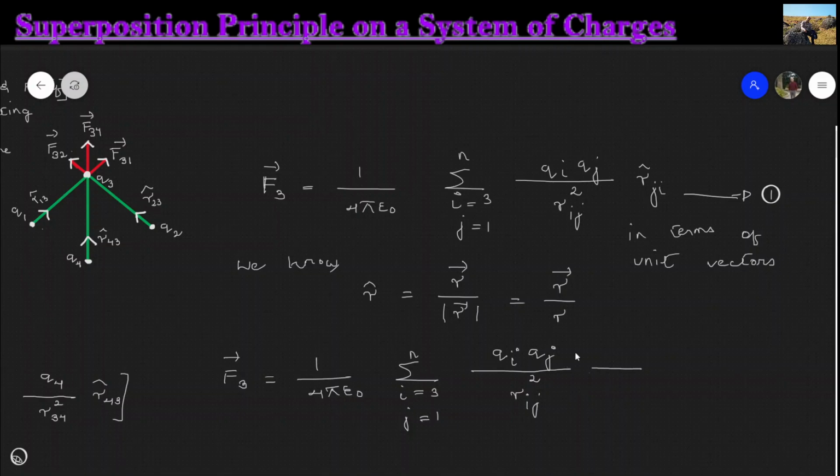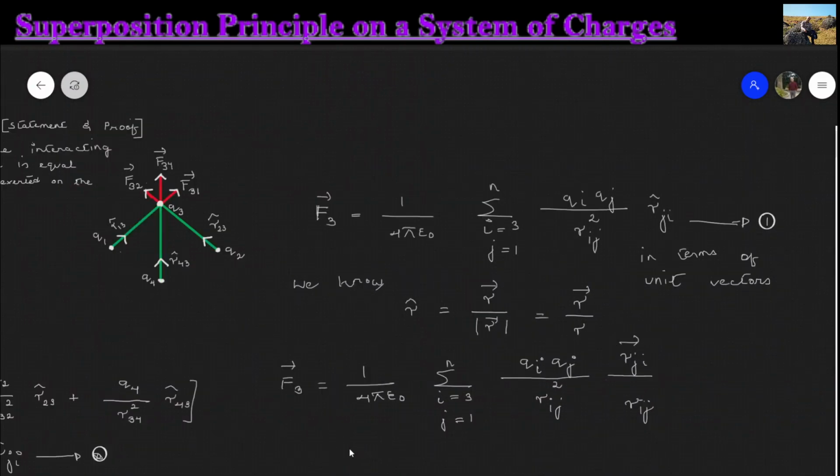That means over here, this will be one over r_ji bar, and since we are taking the magnitude, we can simply write r_ij. If you multiply this expression, finally it will reduce to this simple expression of 1 by 4 pi epsilon naught. You have to rewrite that expression again, with the summation over j equal to 1 up to n.